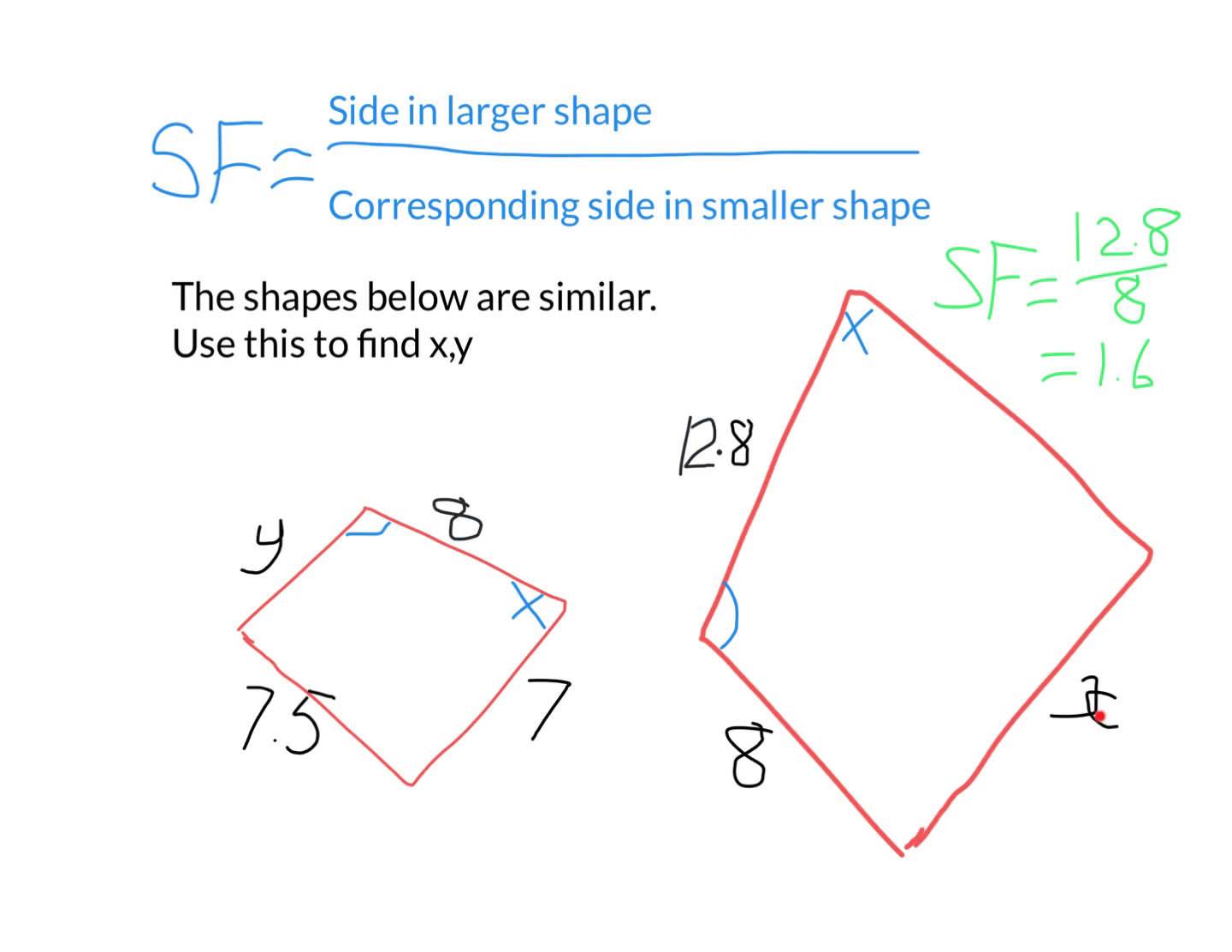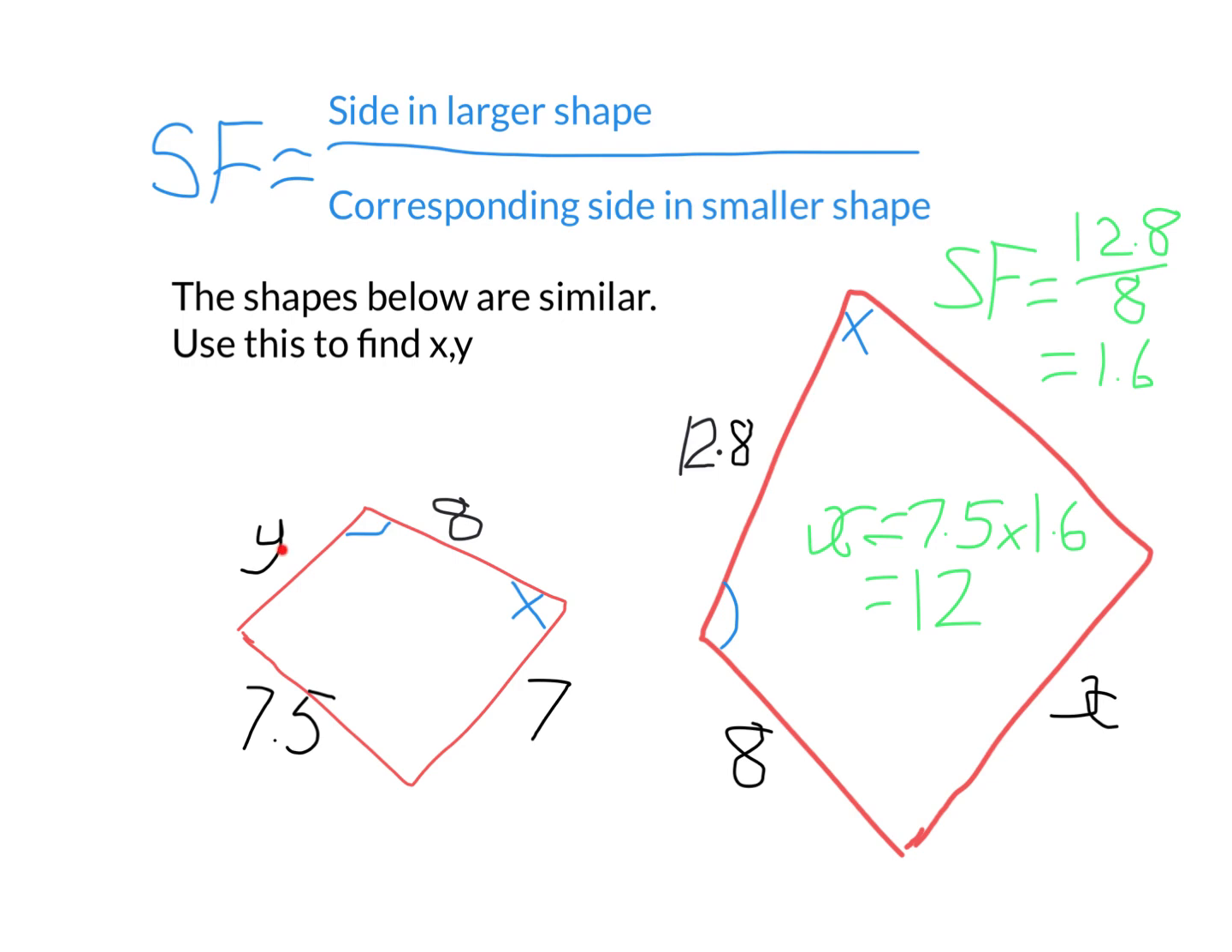So x here, you can see, is opposite to these two angles here. So it corresponds to the side here that is opposite those two same angles. x and 7.5 are corresponding sides. So when you want to find a side in the larger shape, you multiply by the scale factor. So we take the corresponding side, we multiply by the scale factor. And so putting that in your calculator, you get x equals 12.